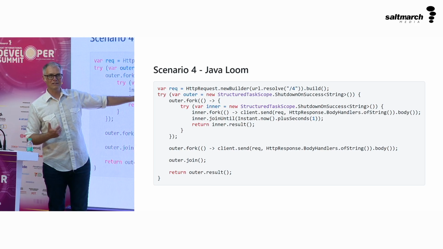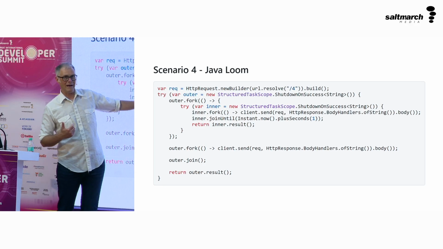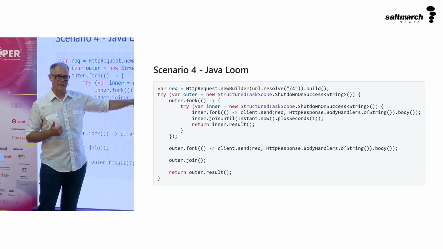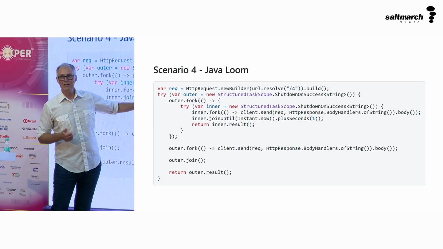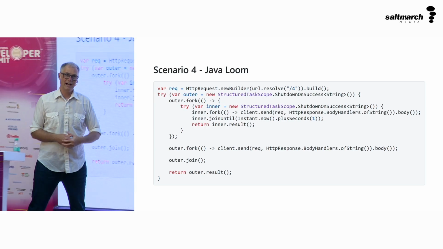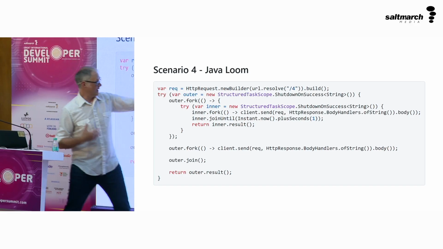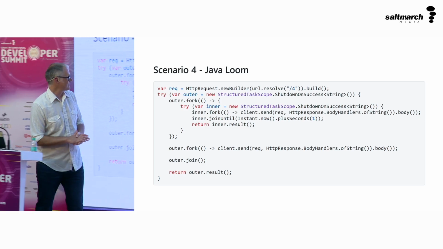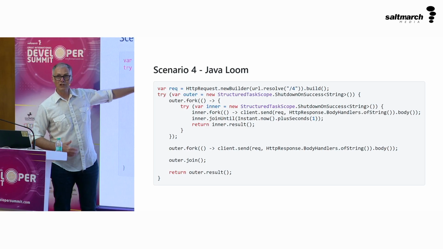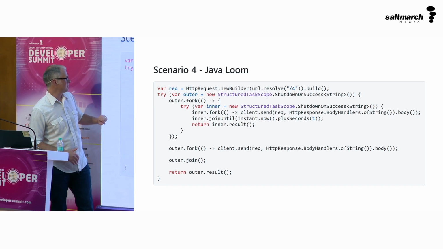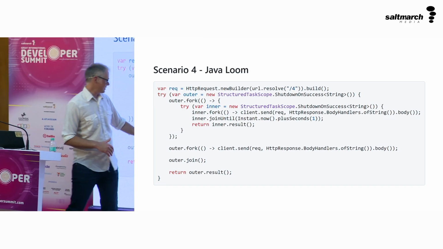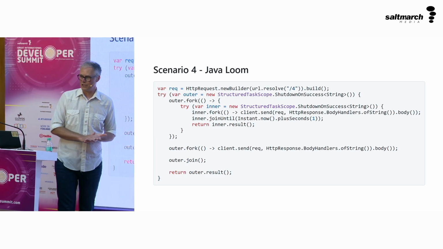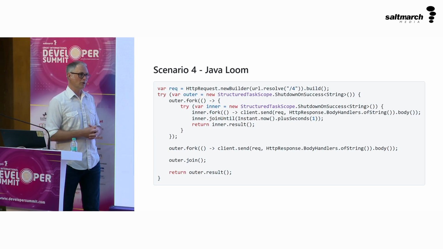So I've got this inner race that is racing my task against an amount of time. Maybe my request comes back within the timeout, then it wins the race. Or maybe the timeout happens first, and then the timeout wins the race, which will produce an error. I'm using my shutdown on success, so that error will be considered a loser in the race. I put that inner scope in as one piece of my outer scope, and then I make a regular request as my other piece. That's how we would do the 1 second timeout with Java Loom and structured concurrency in Java.